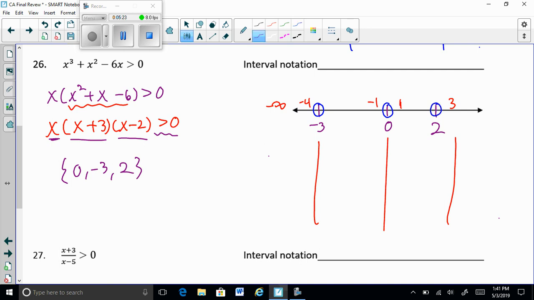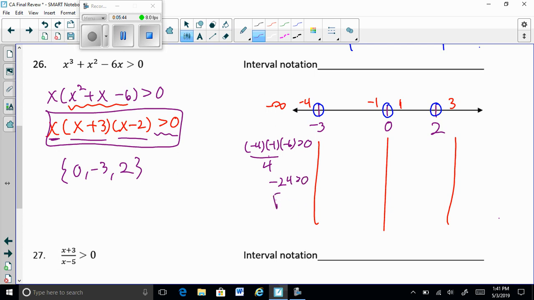Once again, I'm going to plug into the factored form. If I plug in negative 4, I'm going to end up with negative 4 times negative 1 times negative 6. Is that greater than 0? You multiply that together, it's positive 4. Multiply that with the negative 6, you get negative 24 is greater than 0. That's false. Negative numbers are not bigger than 0.